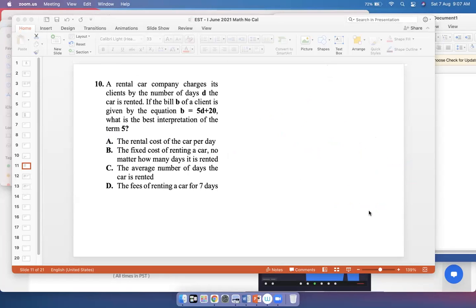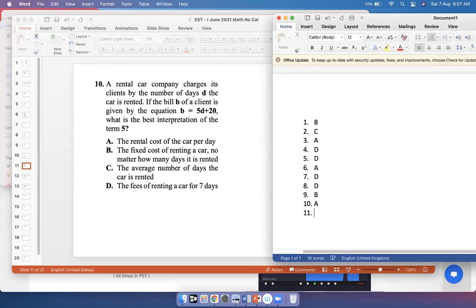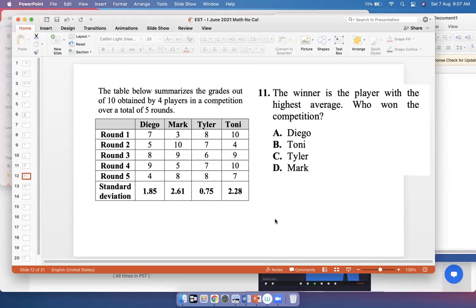Number 10 is A. 11. The table below summarizes the grades out of 10 obtained by 4 players in a competition over a total of 5 rounds. The winner is the player with the highest average who won the competition.